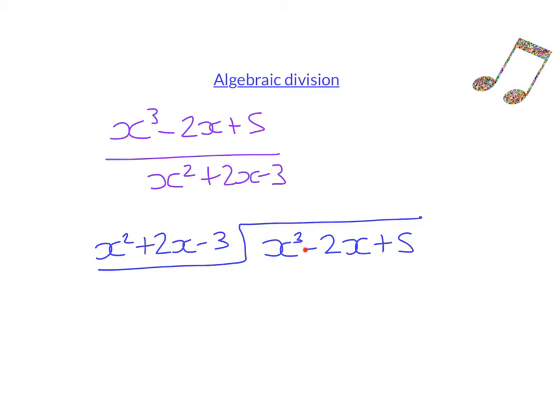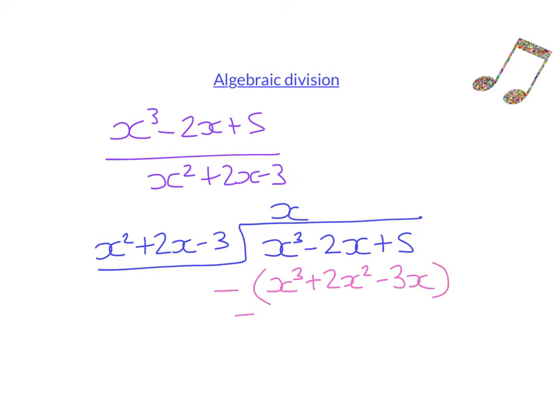And I start at the first term, same as I did in my long division. And I say, what would I need to multiply x squared by to get x cubed? And you see I'm just concentrating on the x squared, I'm not thinking about the rest of it just now. What would I multiply x squared by to get x cubed? Well, I'd multiply it by x. Now if I did multiply this whole expression by x, I would get x cubed plus 2x squared minus 3x.